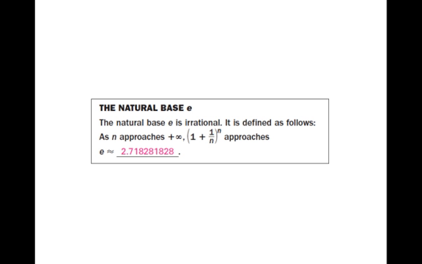Okay, so what is this natural base e? The natural base e is irrational. It is defined as follows: as n approaches positive infinity, 1 plus 1 over n, all raised to the nth power, approaches e, which is approximately 2.718281828.